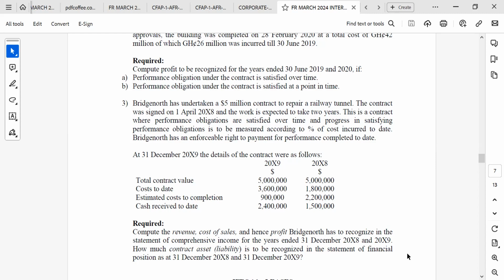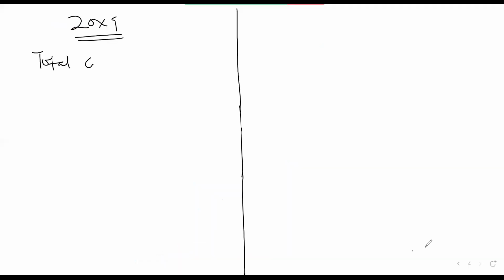3.6. Okay. What is the expected cost that we are expecting to use to complete the contract? 900. Okay. So in 2x9, what is the total cost of the contract? 4,500. Okay. So we determine our total cost to be 4,500. The cost incurred to date is how much? 3,600. Okay.